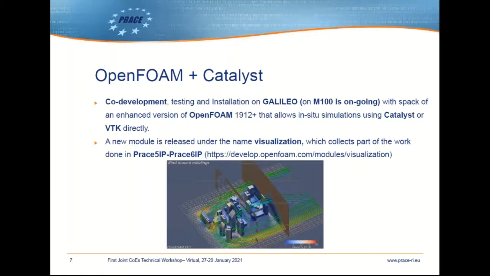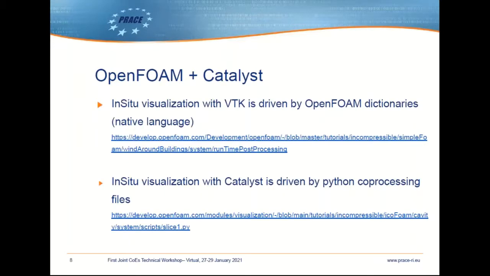What we have done in PRACE is normally two adapters. One works with Catalyst and ParaView. The other works with VTK directly without using the Catalyst API. So the question is, why did you release two adapters that are based on VTK? The reason is how you pilot this in-situ backend in OpenFOAM.